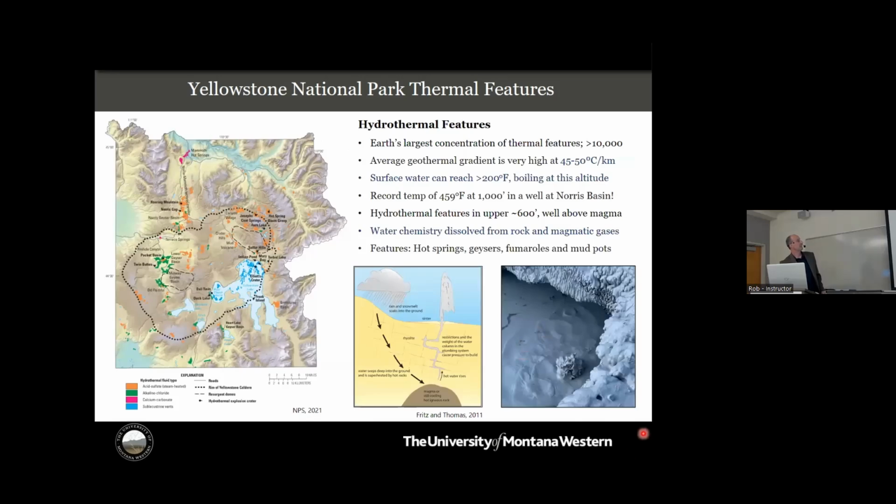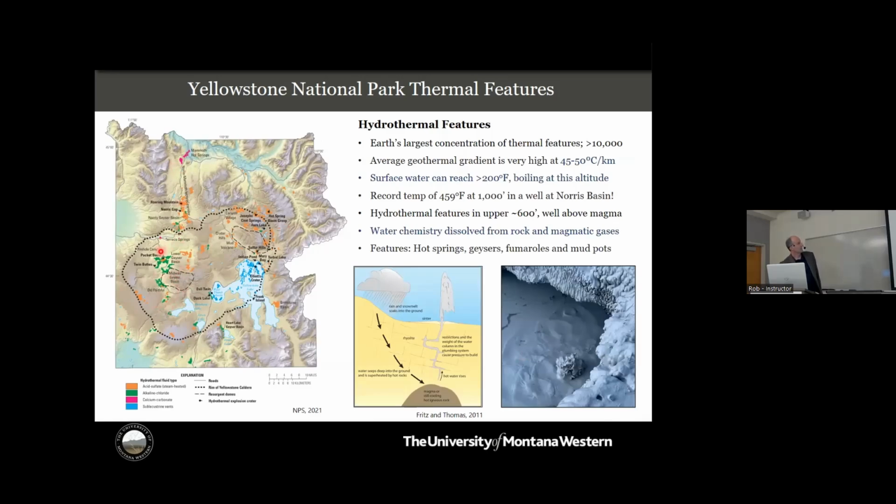But fun. Okay, so the hot springs. Here's a map that shows the thermal features, and the colors that you're looking at are chemistries. Here's Mammoth, and that's limestone that's forming the terraces, right? The travertine terraces at Mammoth Hot Springs.